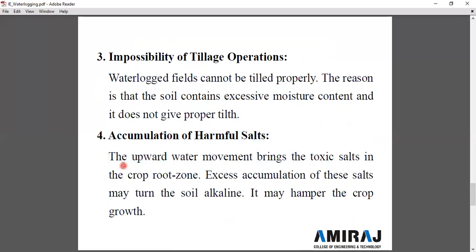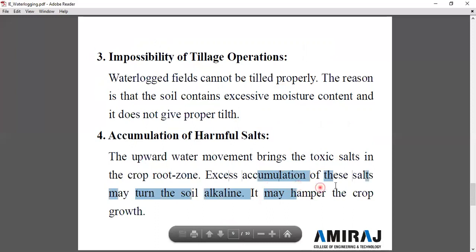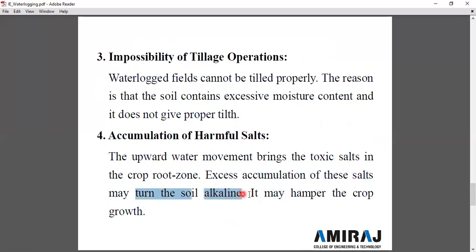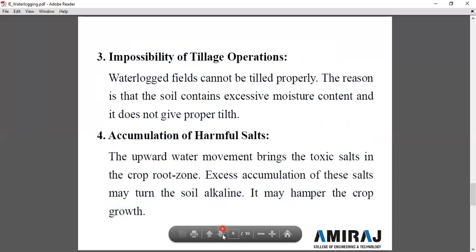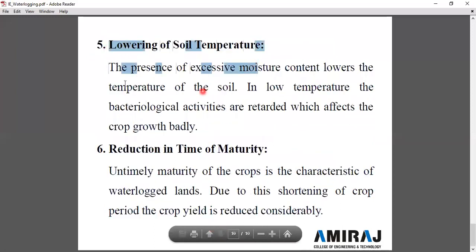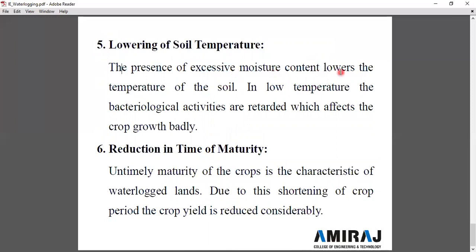Accumulation of harmful salt. The upward water movement brings toxic salt into the crop root zone. Excess accumulation of these salts may turn the soil alkaline. It may hamper the crop growth. Lowering the soil temperature. The presence of excessive moisture content lowers the temperature of the soil. At low temperature, the bacteriological activities are retarded, which affects the crop growth badly. Reduction in time of maturity. Early maturity of the crop is a characteristic of waterlogged land. Due to this shortening of the crop period, the crop yield is reduced considerably.